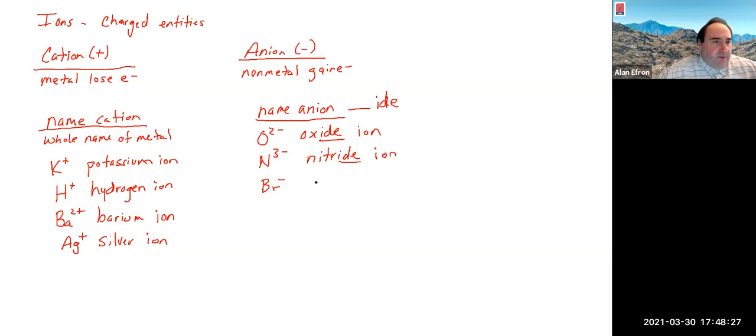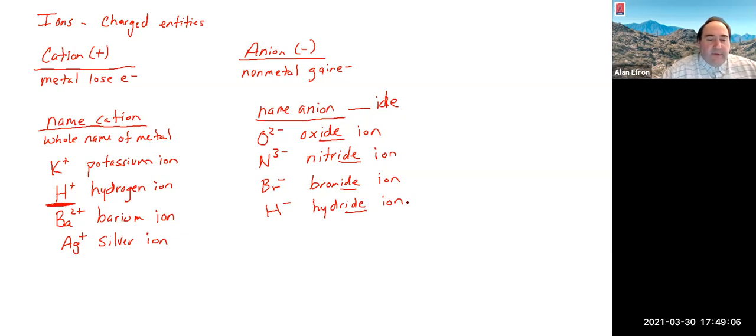Br minus, which is bromine, again dropping that last part, becomes bromide, IDE ion. Hydrogen, which is an unusual guy, also can in certain cases be negative. We sometimes see the negative version, and that would be known as hydride, IDE at the end of it, ion. So hydrogen is sort of the only one that can go both ways, if you will, positive or negative. Hydrogen typically will be negative if it comes after a metal in an ionic compound, as we'll talk about there.